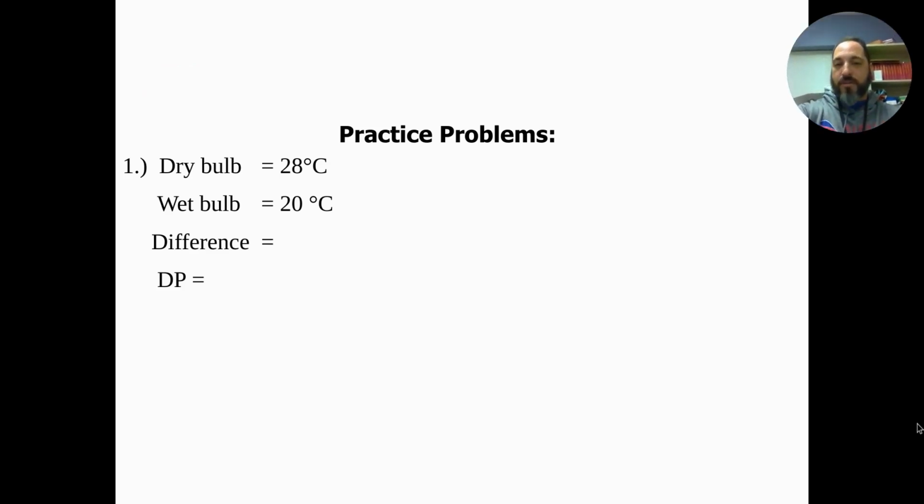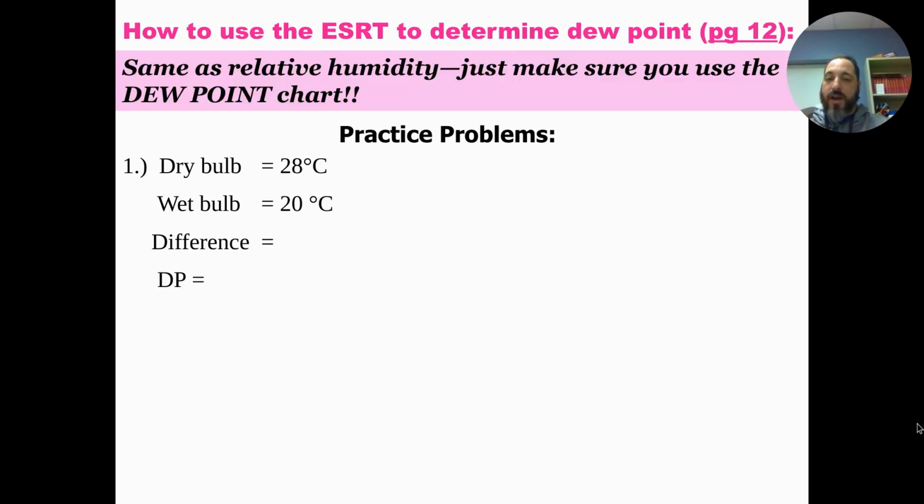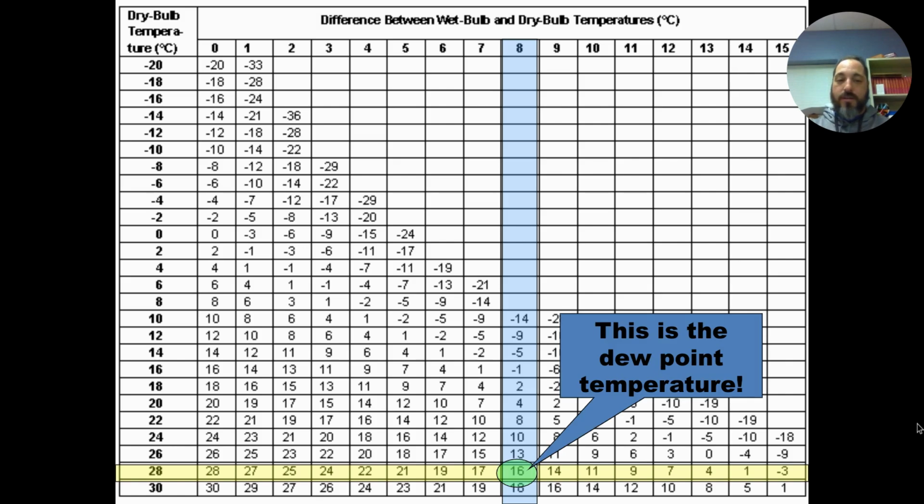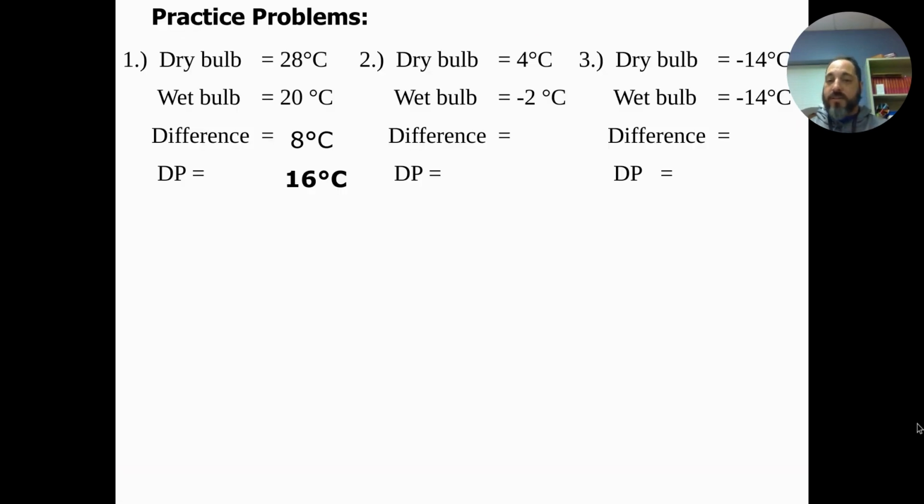So let's practice a couple of these. If my dry bulb is 28 and my wet bulb is 20, once again, we're going to find that my difference is going to be 8 degrees Celsius, right? We're going to be using the same exact process, just a different chart. And it's the chart that's below the relative humidity chart. So let's do this again. 28 for our dry bulb, 8 for our difference. I'm going to see that my dew point temperature is 16. That's the temperature that the air would have to cool down to in order to start condensing out water. So we got 16 degrees Celsius there.